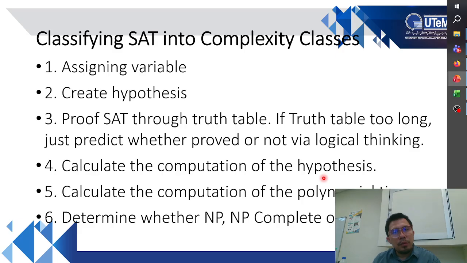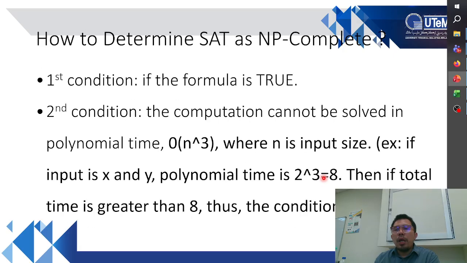Third is proving. If the truth table is too long, just predict whether it is provable or not via logical thinking. Fourth is calculate the computation through hypothesis. Fifth is calculate the computation of the polynomial time, and the last one is determining whether it is NP-complete or NP-hard. Okay, so how do we determine SAT as NP-complete?